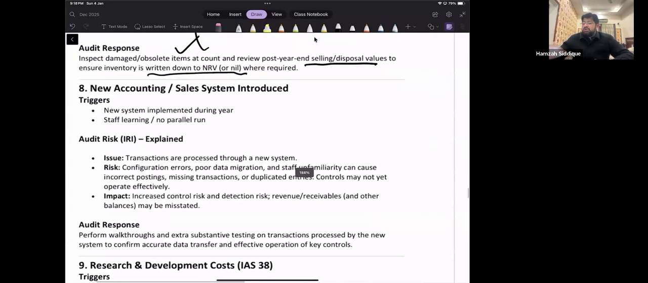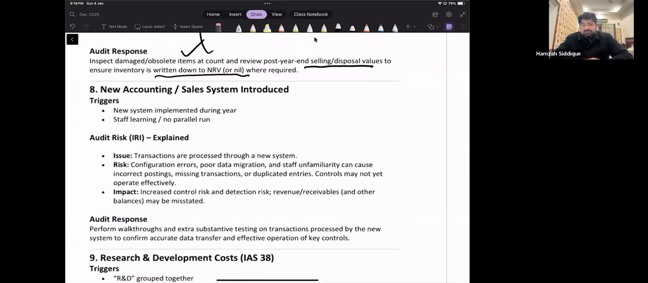Now, new accounting or sales system introduced. Normally, you see, the company has introduced a new sales system, new accounting system. So there might be issues. Staff may not be trained well, or the data transfer from the old system to the new system may not be correct. There may be bugs in the new system. So this is a huge overall generic risk.